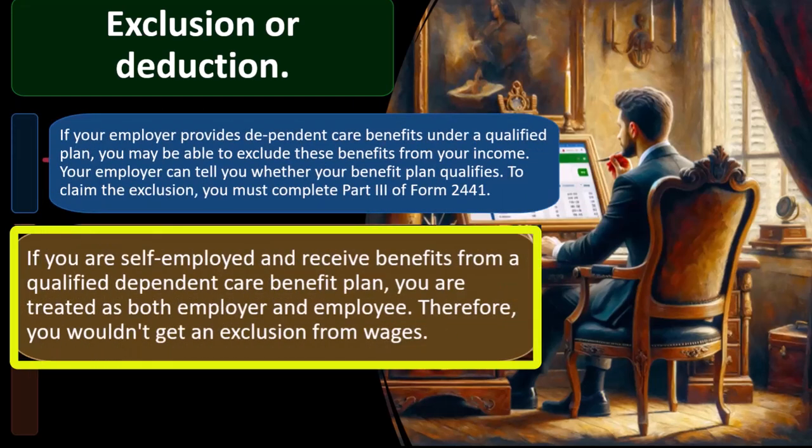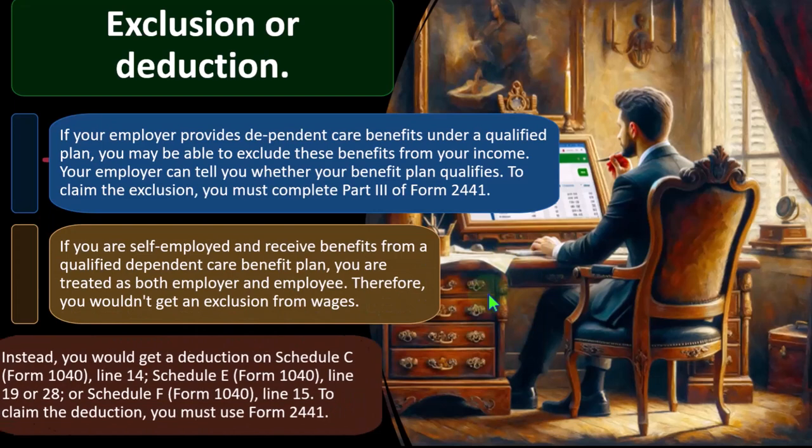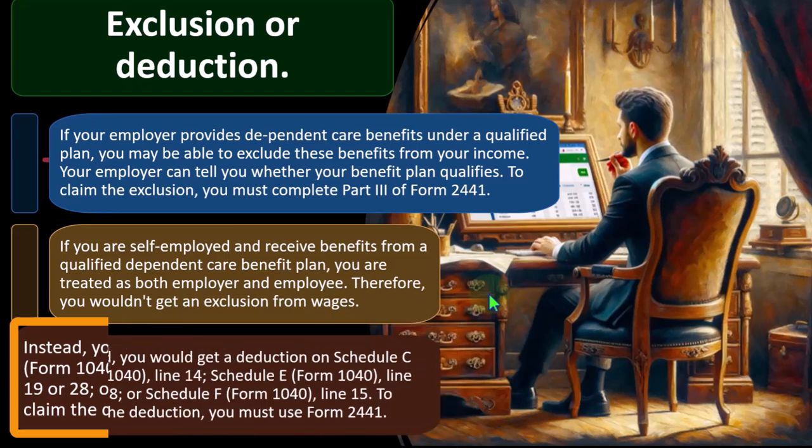If you are self-employed and receive benefits from a qualified dependent care benefit plan, you are treated as both employer and employee. Therefore, you wouldn't get an exclusion from wages. Instead, you would get a deduction on Schedule C, Form 1040, Line 14; Schedule E, that's for rental property, Form 1040, Line 19 or 28; or Schedule F, Form 1040, Line 15. To claim a deduction, you must use Form 2441.